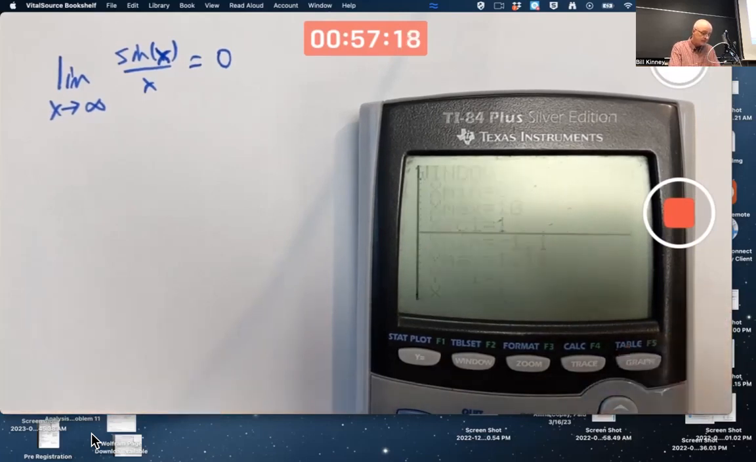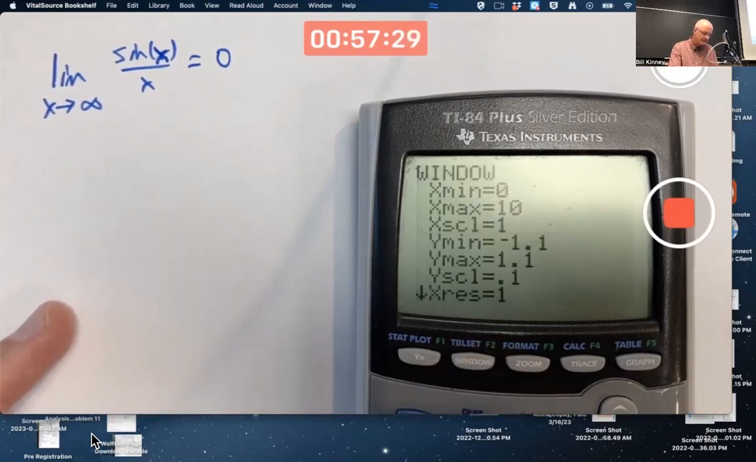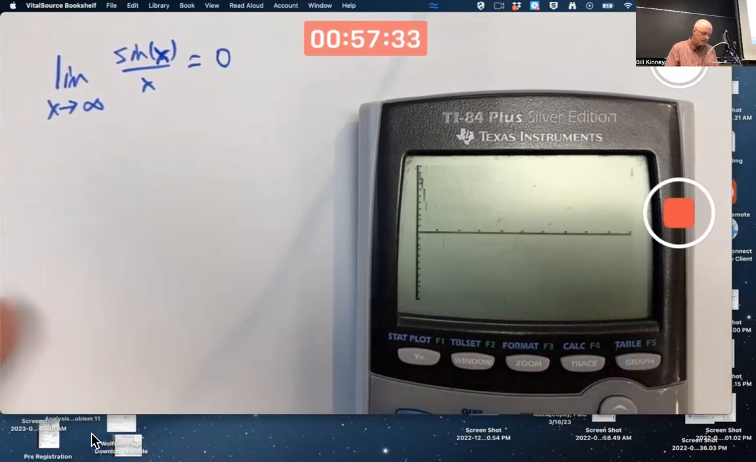A little closer. Here's the graph of sine of x divided by x. As x goes from 0 to 10, let's go out a little bit further. Let's go 0 to 50. You can see it's oscillating like the sine function oscillates, but the amplitude gets smaller and smaller. The x-axis, which is y equals 0, is a horizontal asymptote here.